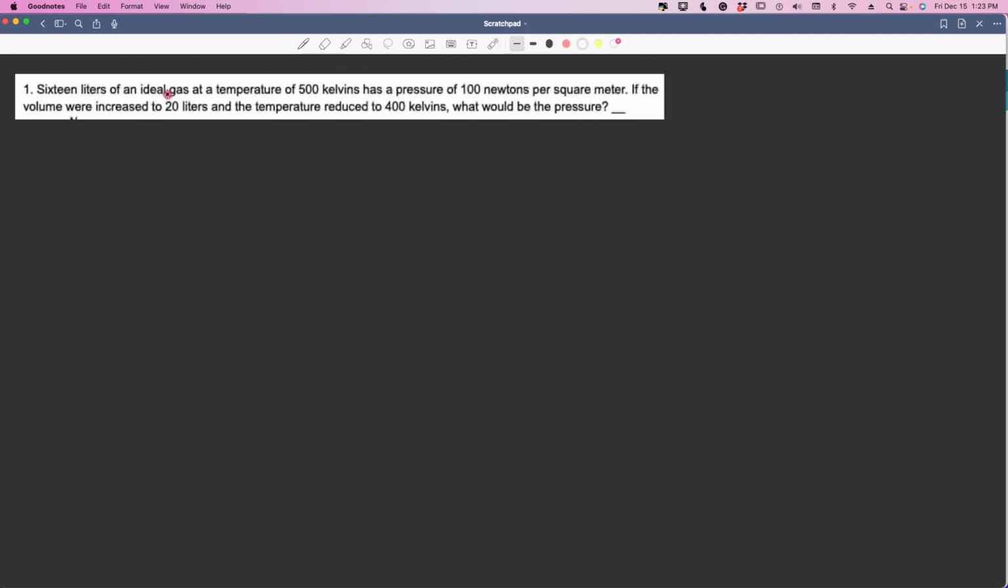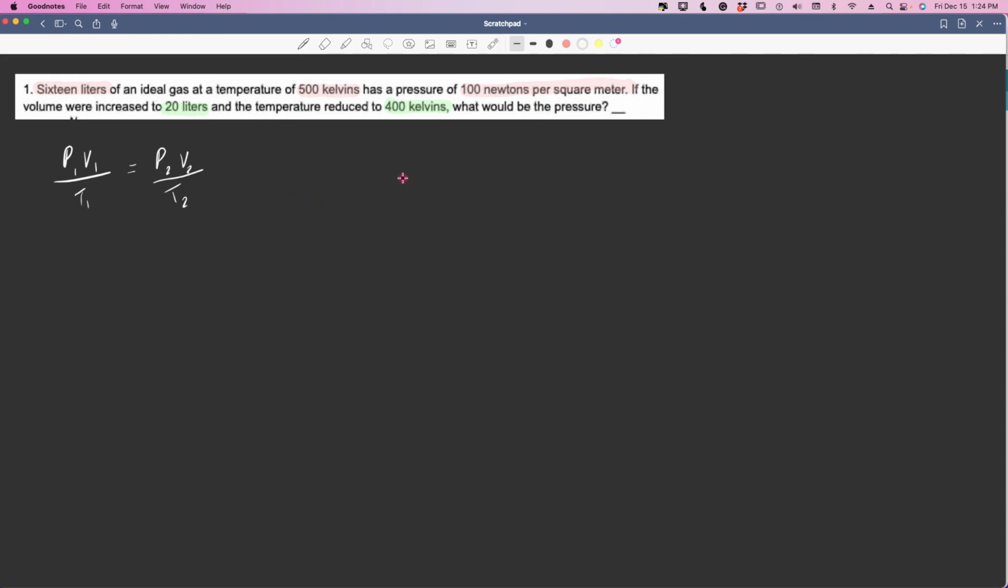So 16 liters of an ideal gas. This immediately tells me my volume, and it is a gas problem, so it's going to be in the format of P1 V1 over T1 equals P2 V2 over T2. It's one of these, right? So the next thing I see is there's a temperature here. There's my initial temperature, and then my initial pressure, okay? Then I have a new volume. Actually, I'm going to switch colors here. Let's go to green. I have a new volume, and I have a new temperature.